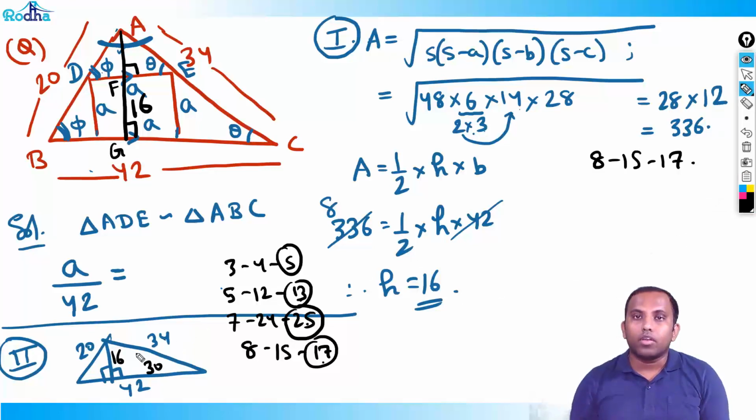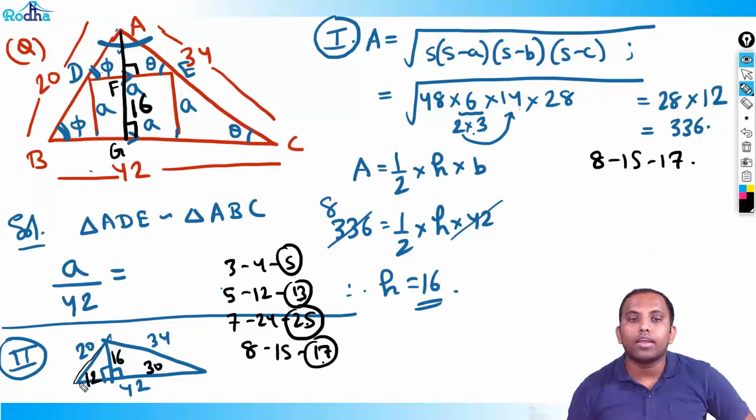Now, it's not always true. This side also should satisfy, because this is also a right angle triangle, and we have made a bit of guesswork. So just cross-check whether it is satisfying or not. It is satisfying. See, this is 42, this is 30, so it should be 12. This side is also a right angle triangle. So 12, 16, 20, another triplet.